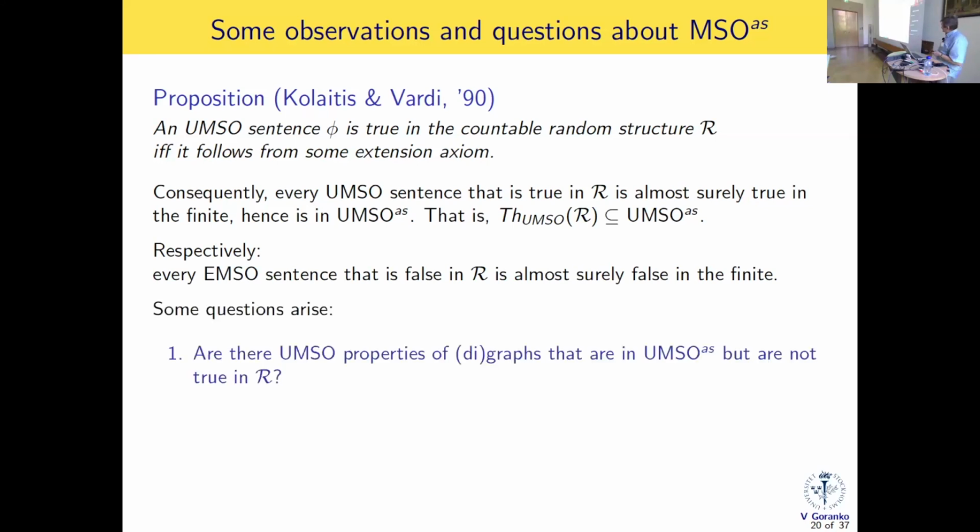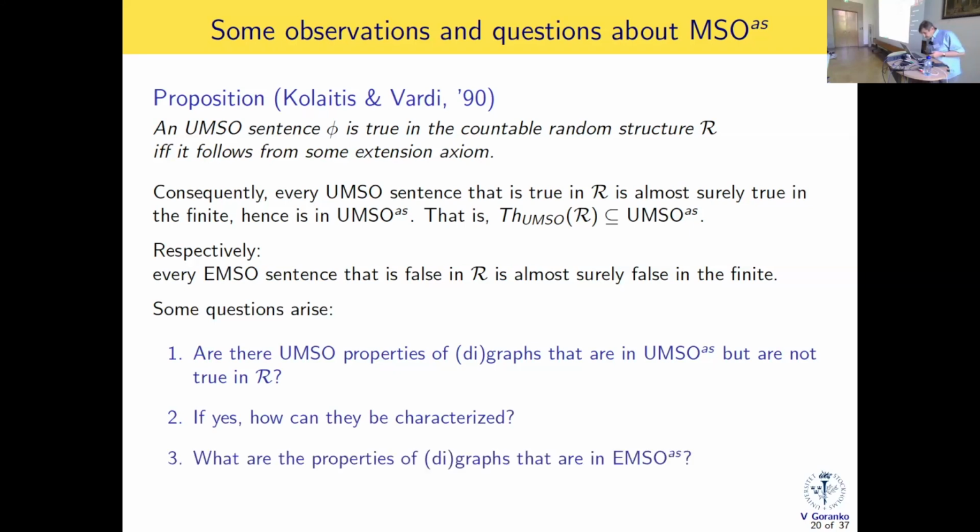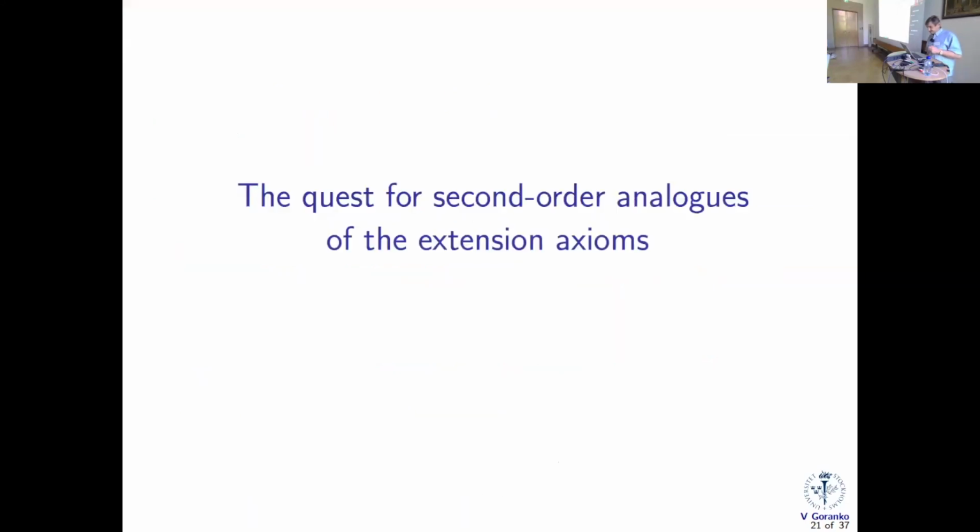And now, natural questions that arise. First, is this inclusion proper or not? If we have an equality, then we are done. If the inclusion is proper, that is, if there are properties that are true in the finite but not true in the countable random structure, then the question is how to characterize such properties, and so on, and likewise for the EMSO. Again, I will give you some partial answers and some conjectures here.